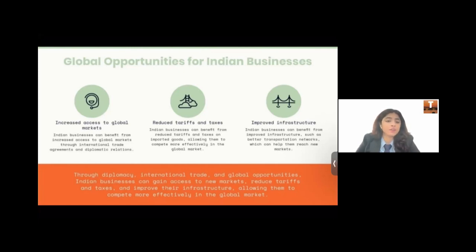Fifth is sustainable and renewable energy. Number one is definitely clean energy solutions. By developing and exporting sustainable energy solutions, including solar power, wind energy storage systems, and energy efficient technologies, as the world shifts towards renewable energy sources, there is a growing demand for these solutions globally. Then climate change mitigation, very important.